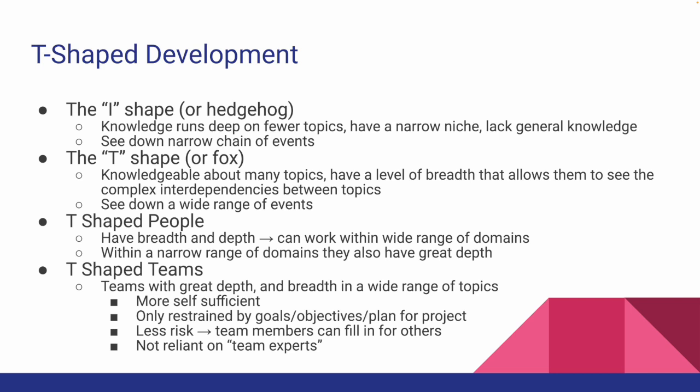However, in contrast, the T-shape, or Fox, is knowledgeable about a lot of different topics. They have a level of breadth that allows them to see the complex interdependencies between topics, and that's really helpful for project planning, as we'll talk about later. You can also see down a wide range of events in comparison to that I-shape.